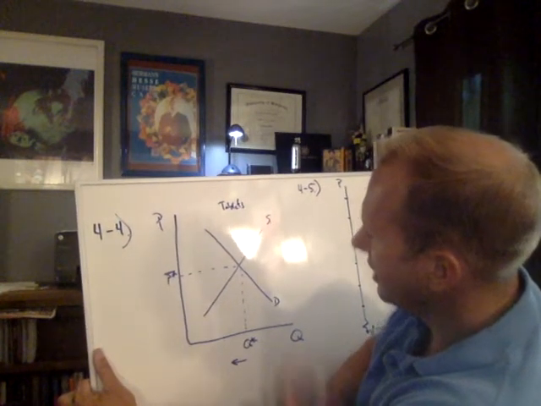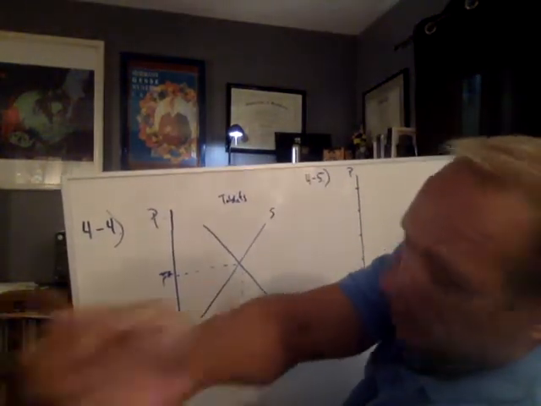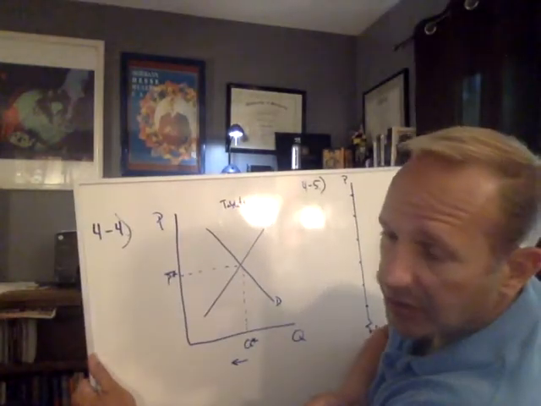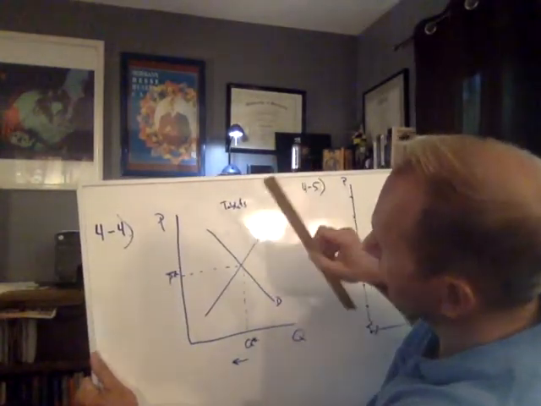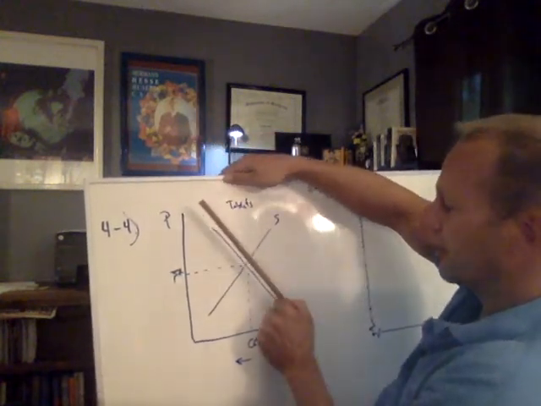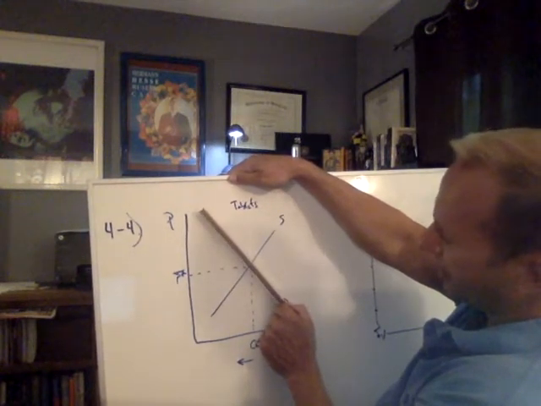So let's just dabble around a little bit with some rulers. I could be doing something on PowerPoint and recording a video like that, but let's just make it low tech. Low tech, low cost. There's my demand curve, right?